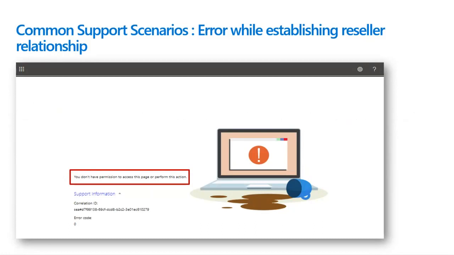If a non-admin tries to accept the reseller relationship link, then this error will appear on the customer's side: You don't have permissions to access this page or perform this action.